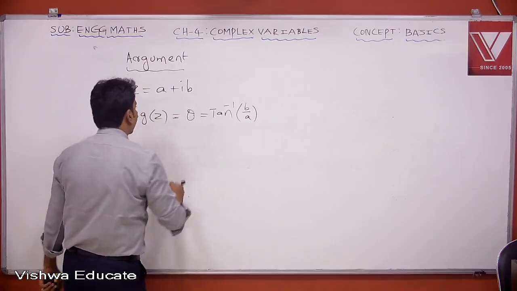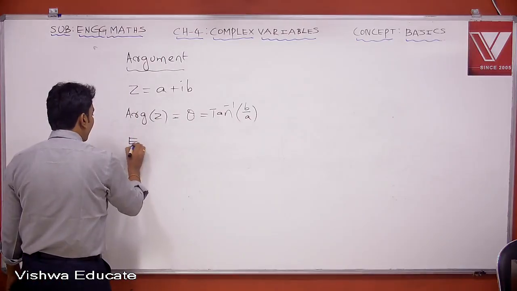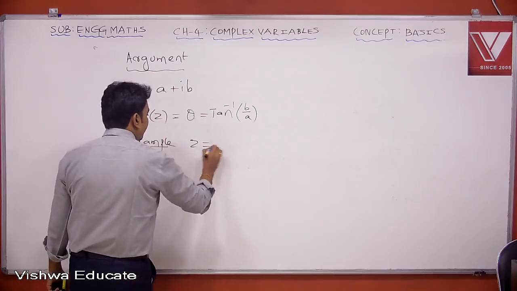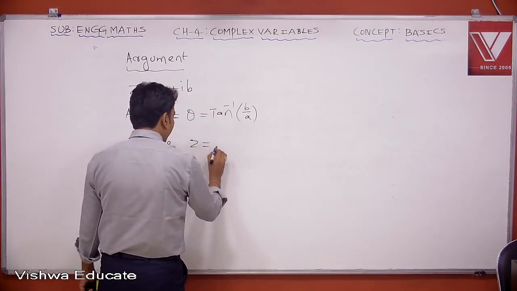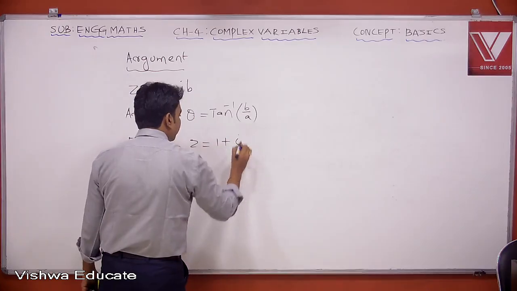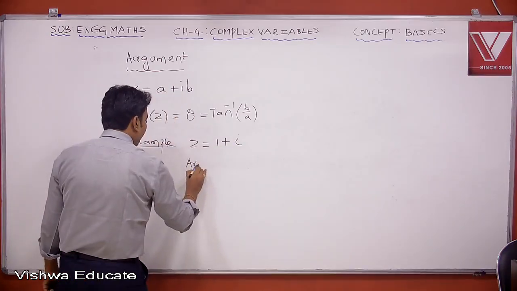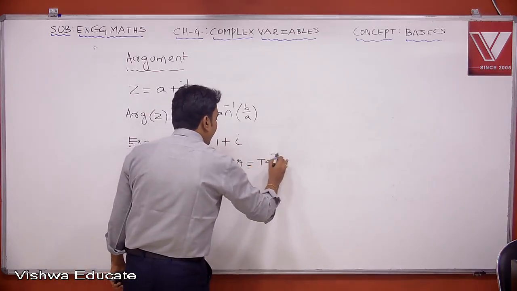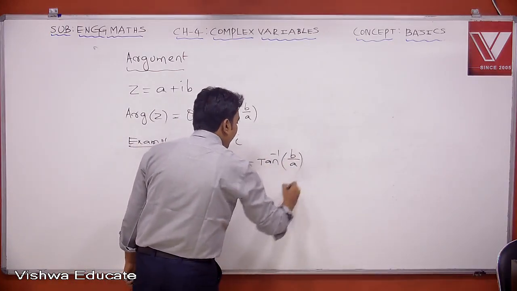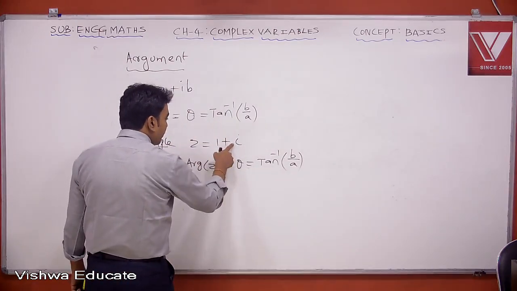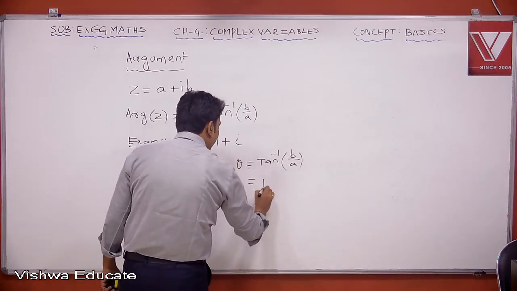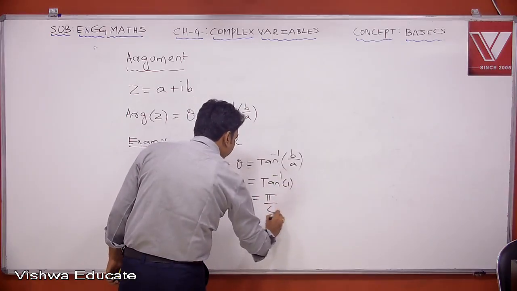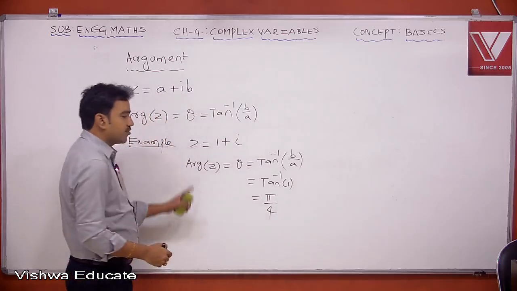Suppose I take a complex number like this. Example: suppose z equal to 1 plus i. Now let us see its argument value. Here argument of z is theta equal to tan inverse of b divided by a. Here a value is 1, b value is 1. So in this case, this is the tan inverse of 1, and this is given by pi by 4, that is 45 degrees.